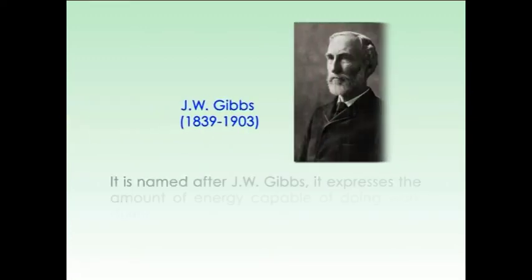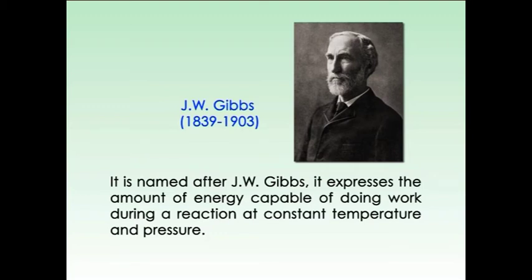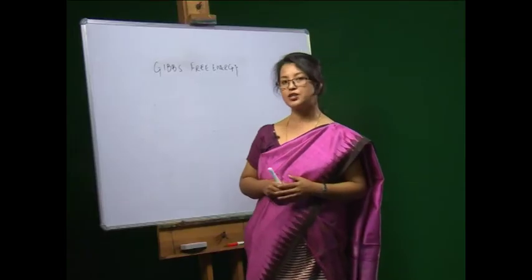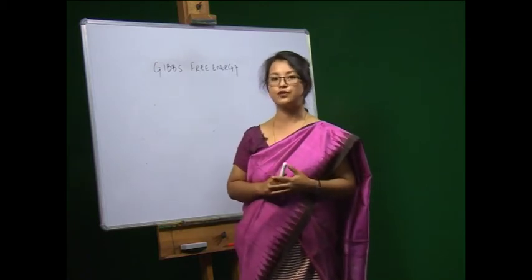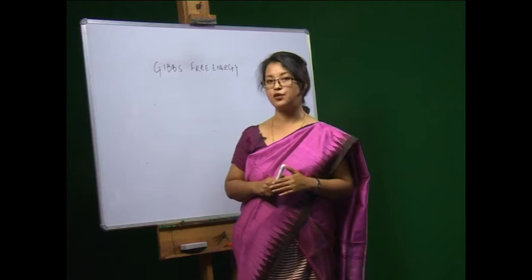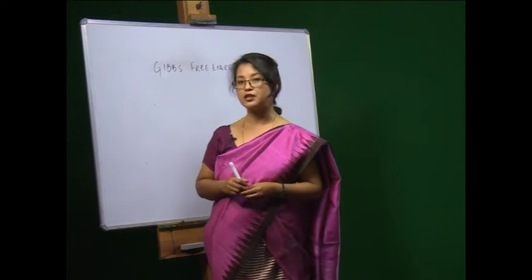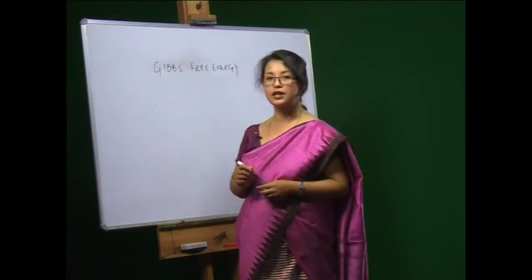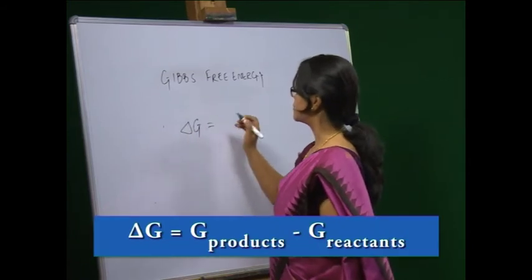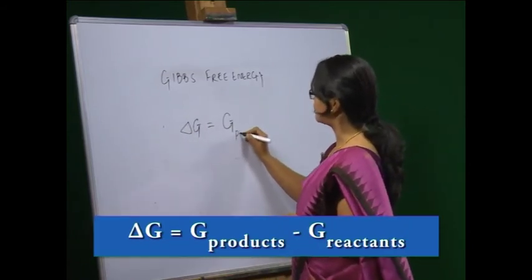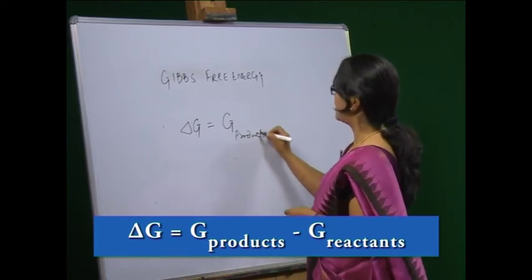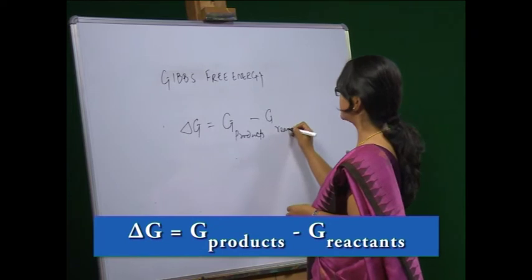First is Gibbs free energy. It is named after J.W. Gibbs and it expresses the amount of energy capable of doing work during a reaction at constant temperature and pressure. A chemical reaction occurs spontaneously when the free energy of the products is lower than the free energy of the reactants. So, in case of a chemical reaction, the free energy change, which is denoted by delta G, is given by delta G equals free energy of products minus the free energy of reactants.